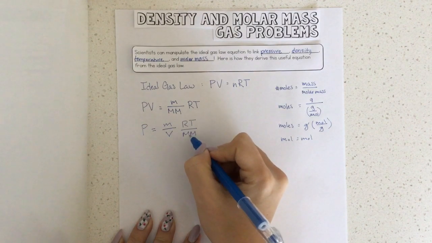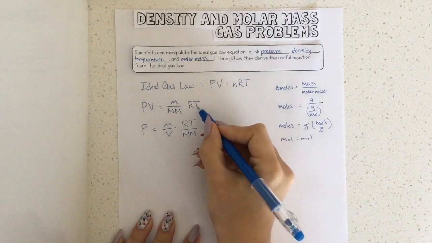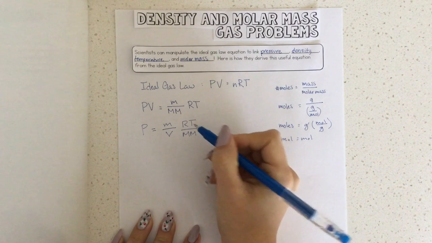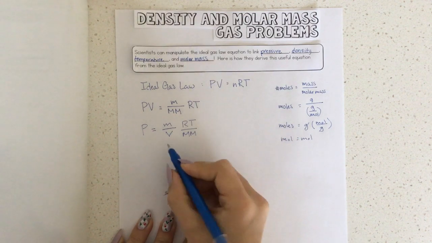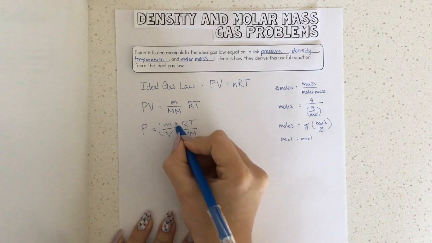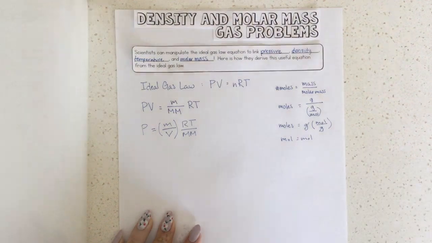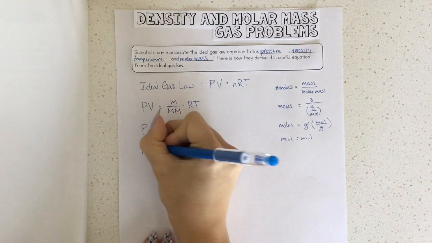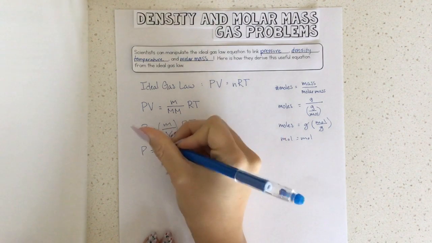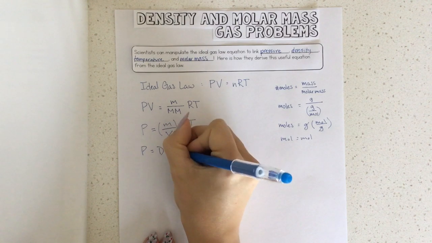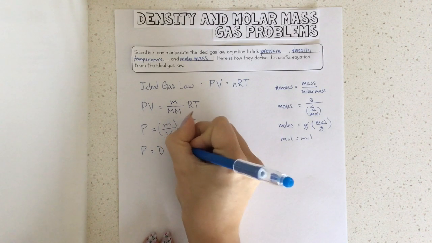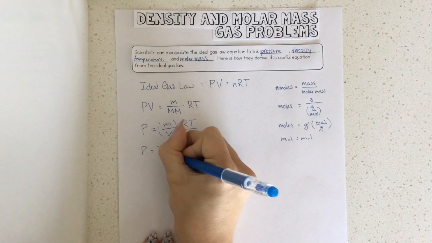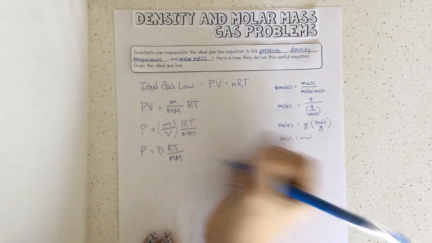So we still have molar mass over here. We still have multiplying by RT. So these are equivalent. And this part right here, that's density. We can clean this up. Pressure is equal to density times gas constant times temperature divided by molar mass.